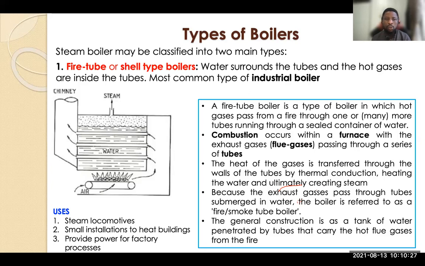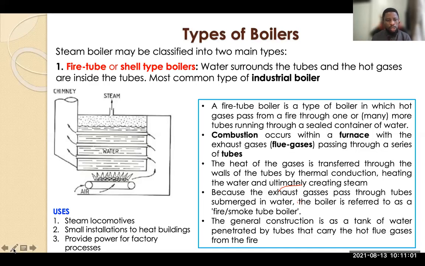So the very first one is called fire tube boiler, or shell type boiler. I want us to focus on the fire tube part, the name fire tube. So from the name, we can pick two things. The first part is fire, and the second part is tube. So the way this boiler works is that you've got a tank, and inside the tank, there are tubes.